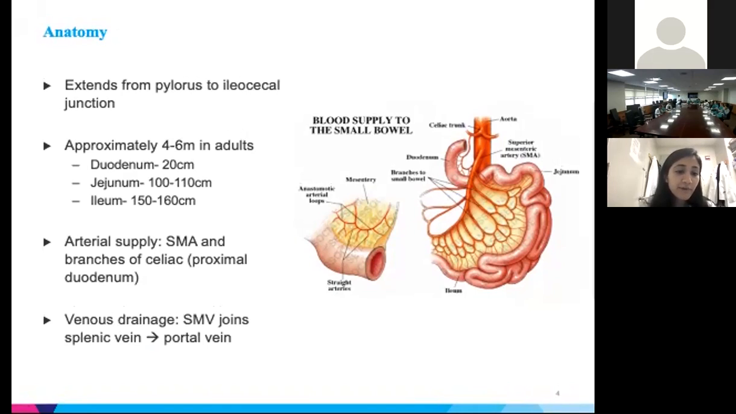Arterial supply of the small bowel comes mostly from the SMA, except for the proximal portion of the duodenum, which is supplied by branches of the celiac, or the gastroduodenal artery. Venous drainage for the small bowel is through the SMV, which joins the splenic vein to form the portal vein.